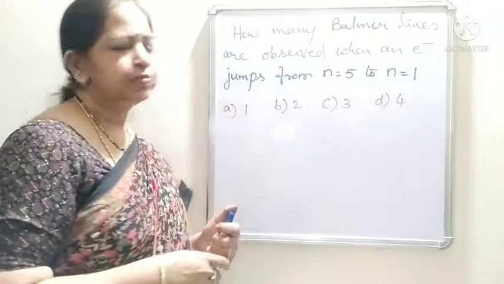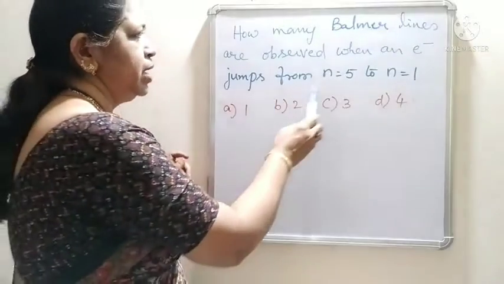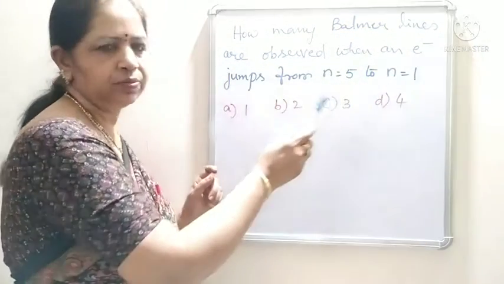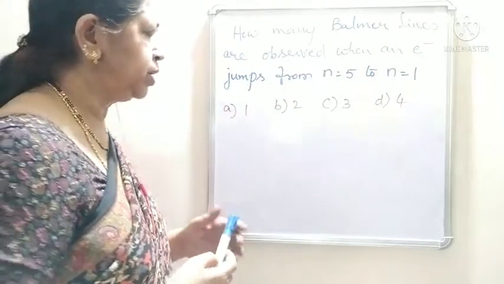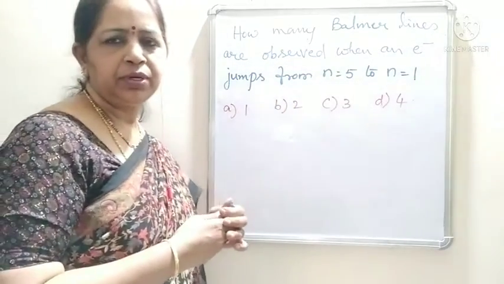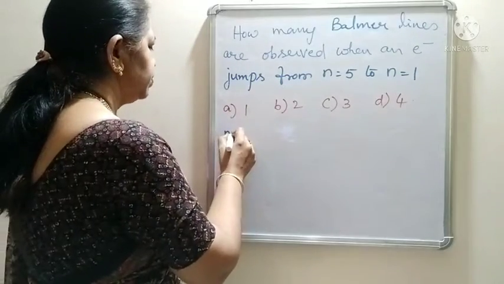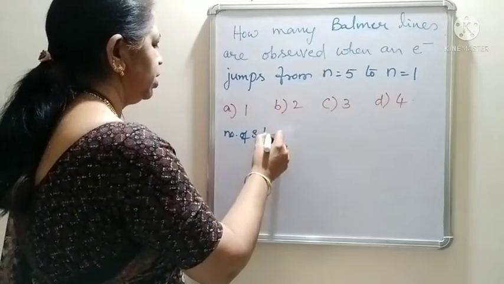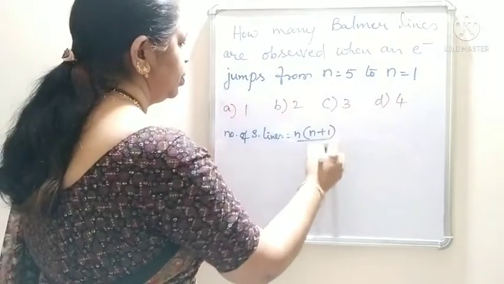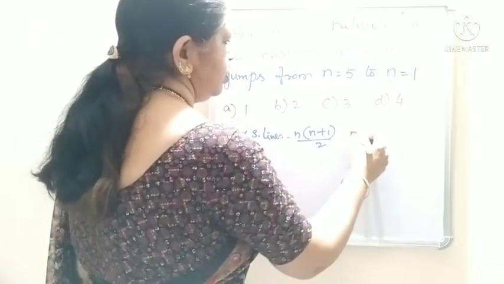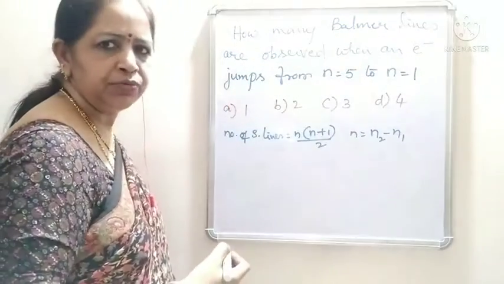Now the next question. How many Balmer lines are observed when an electron jumps from n is equal to 5 to n is equal to 1? Electronic transition is occurring from 5th orbit to the 1st orbit. How to calculate the number of spectral lines? Total number of spectral lines is equal to n into n plus 1 by 2, where n is equal to n2 minus n1. This is one formula which we can apply.